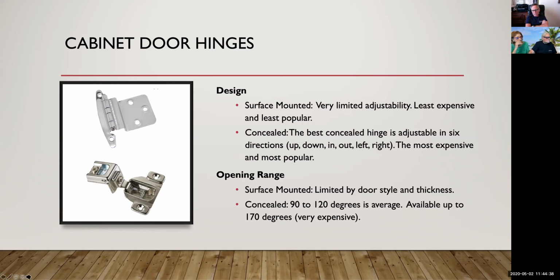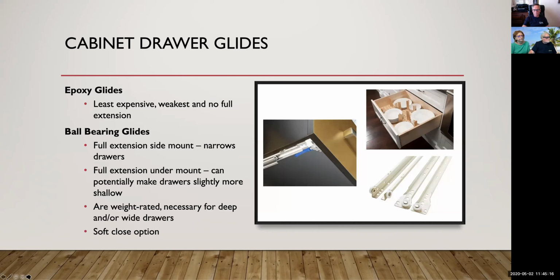The opening range has something to do with the hinge that you select. Surface mounted hinges, as an example, are limited by door style and thickness. That is to say, the opening range is limited by door style and thickness. Concealed hinges have an average range of 90 to 120 degrees, but they are available up to 170 degrees. These are just amazing, but you'll pay for it. Those 170-degree hinges are pretty pricey.